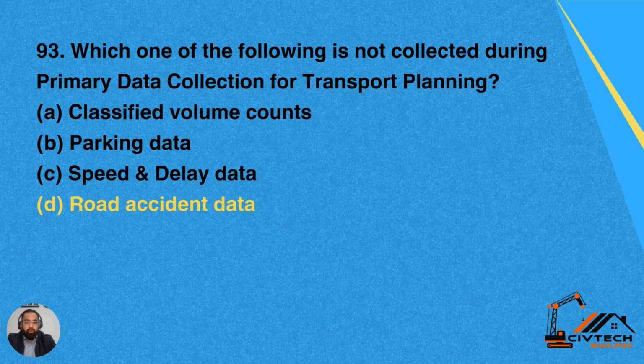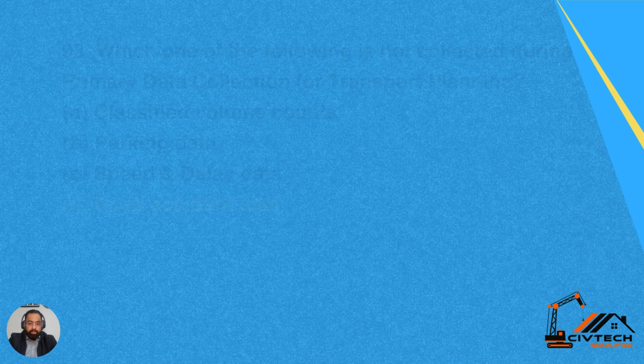93. Which one of the following is not collected during primary data collection for transport planning? Which of the following factors is not collected while collecting primary data for a transportation planning survey? Option A, classified volume count. Option B, parking data. Option C, speed and delay data. Option D, road accident data. So at the primary or initial stage, we do not collect the road accident data. So D is the correct answer.